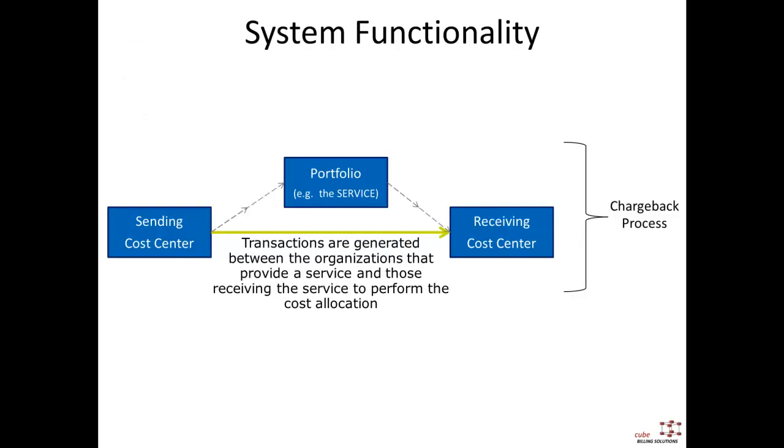Cube's cross-charging system consists of three primary components. The first component is the organization that is providing a product or service. The second component are the organizations that consume those products and services, and then the third component are the products and services themselves, which is illustrated here as the portfolio.